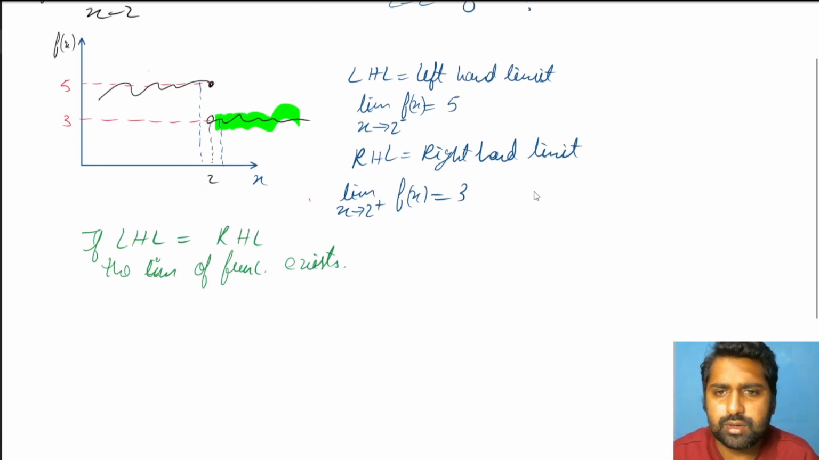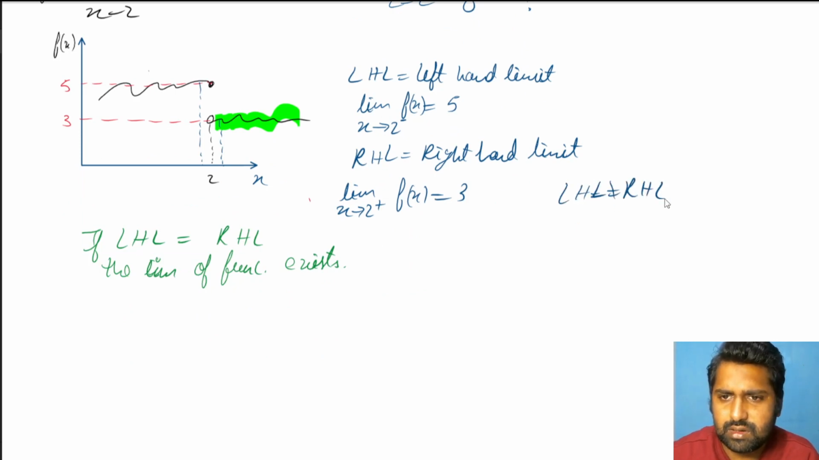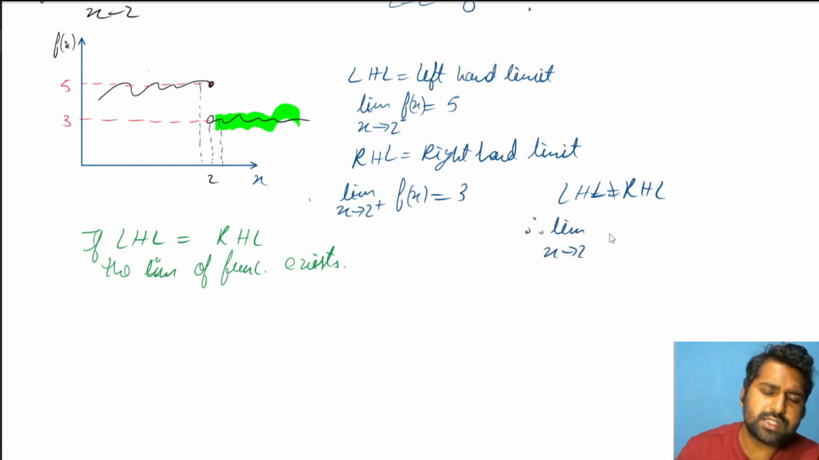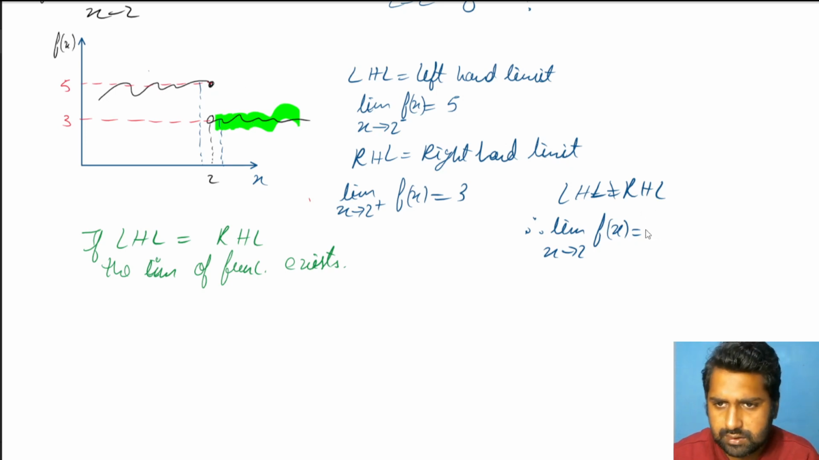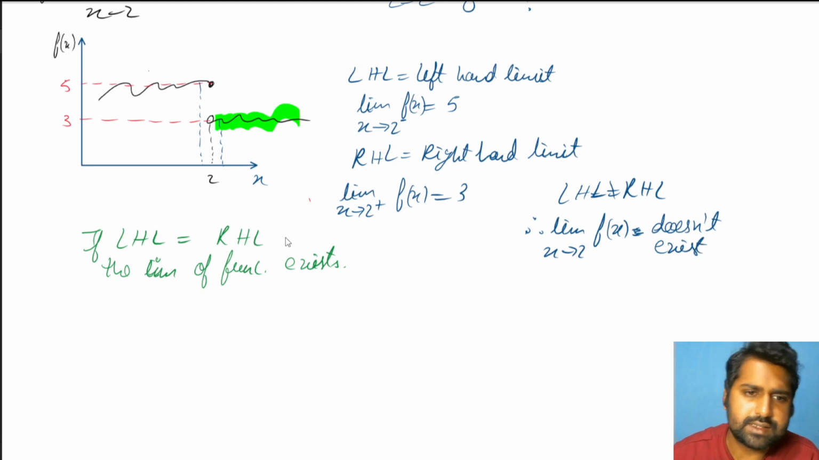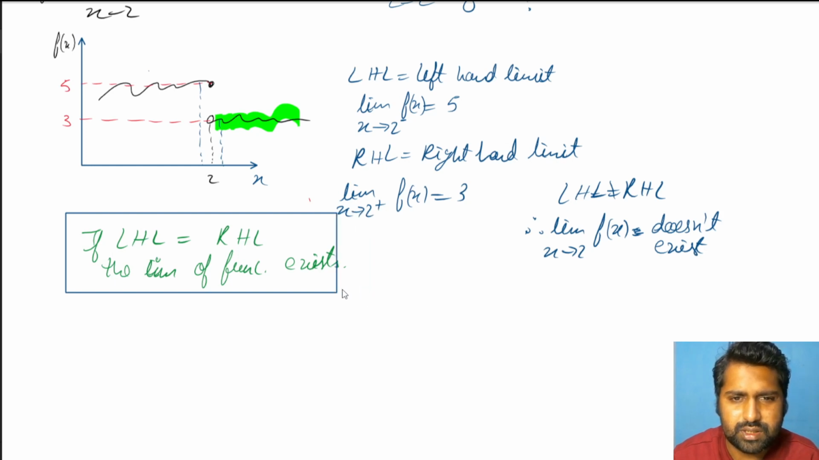Okay, so in this scenario, clearly LHL is not equal to RHL. So therefore the conclusion is that if x is approaching 2, we cannot be sure whether the function will attain the value 5 or the value 3, because it depends on where you are approaching from, the left side or the right side. Limit x tends to 2 does not exist. Okay, and this is the condition for the limit to exist for any value: LHL and RHL should be equal.